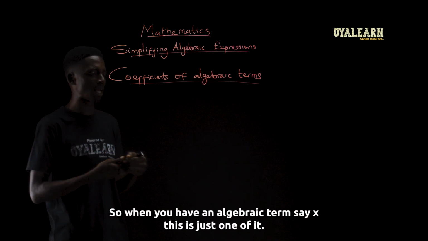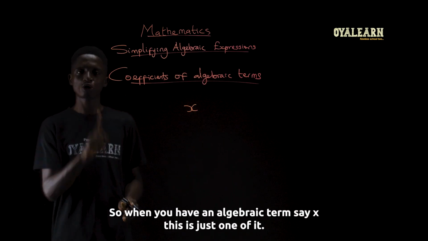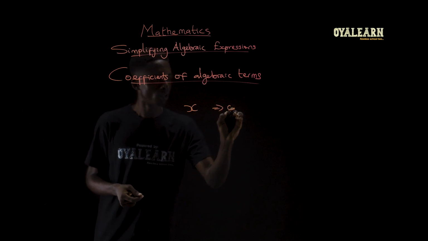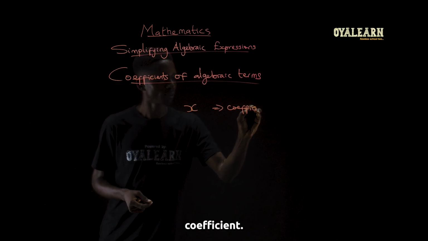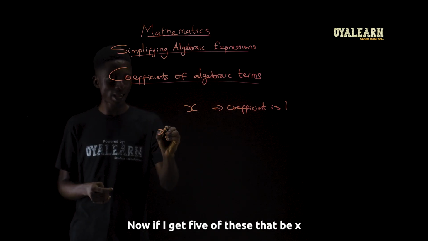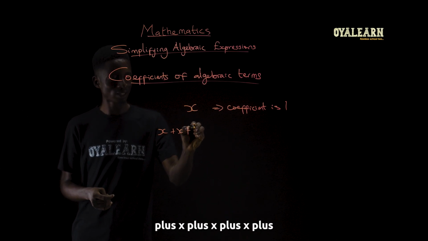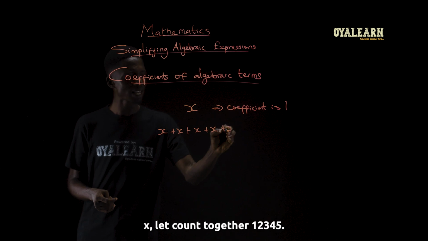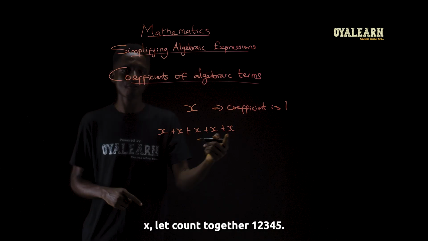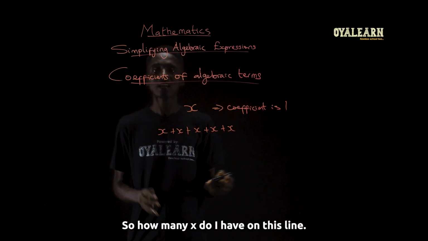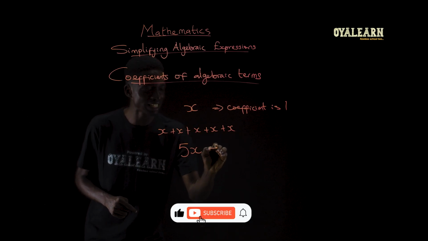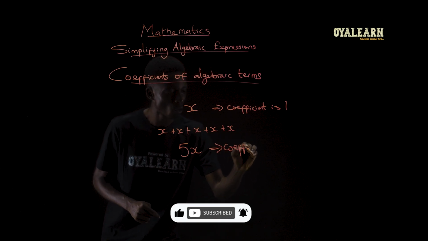So when you have an algebraic term, say x, this is just one of it. So since it is 1, the coefficient is what? 1. Coefficient is 1. Now if I get 5 of this, that will be x plus x plus x plus x plus x. Let's count together. 1, 2, 3, 4, 5. So how many x do I have on this line? I have 5x. So that makes it 5 and x. And in this case, the coefficient is what?